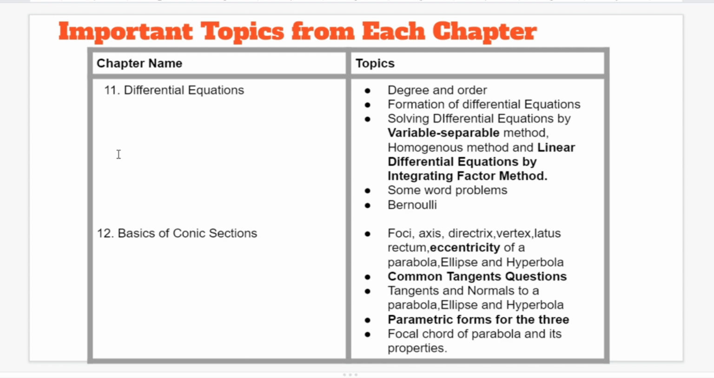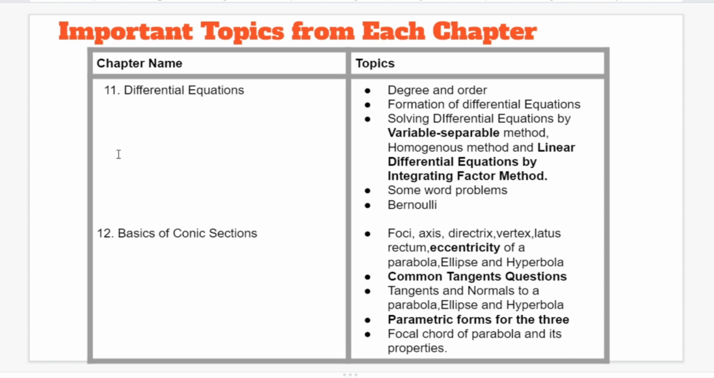Coming to differential equations, we have the variable separable method, we have linear differential equations by the integrating factor method, then you have word problems related to it. Remember the variable separable method. That's very important because it forms the base to solve other methods like homogeneous equations and linear differential equations. And for this, integration is also important. Integration is obviously a prerequisite for differential equations. For the formation of differential equations, I don't think many questions will come; occasionally they ask some questions on that. And degree and order, I don't think much will come. Bernoulli is important again, so do solve Bernoulli related questions, that is, related to substitution in linear differential equations.